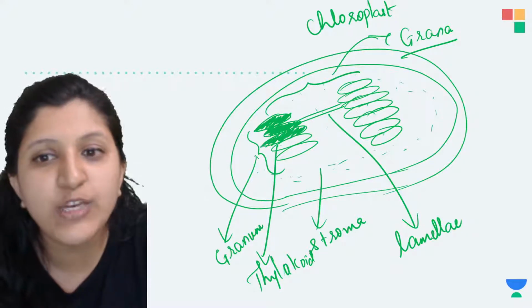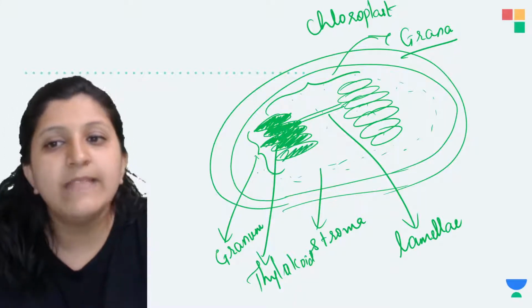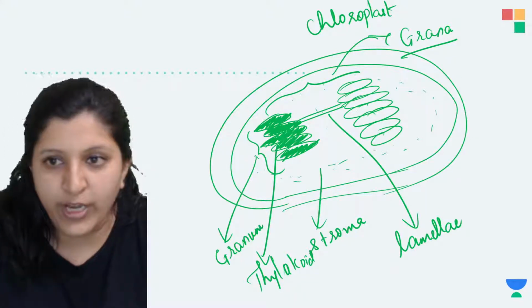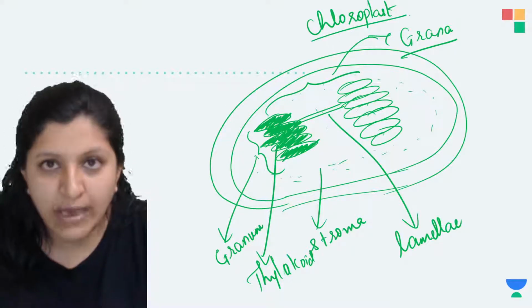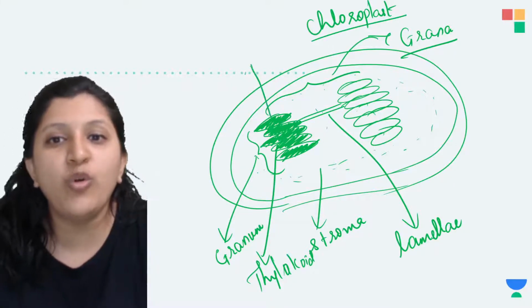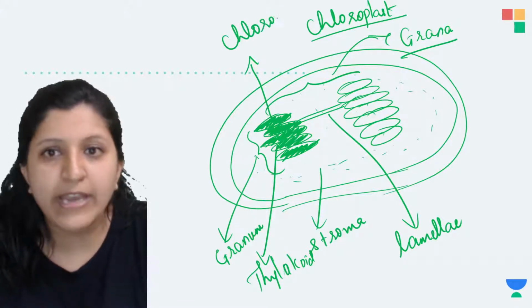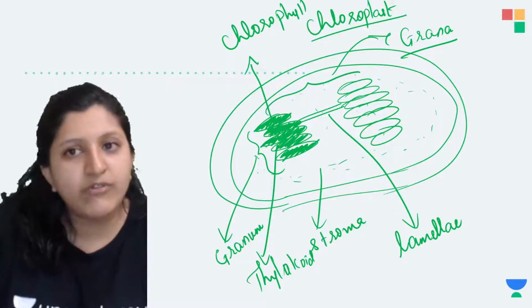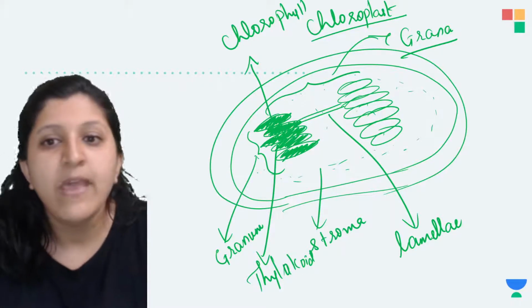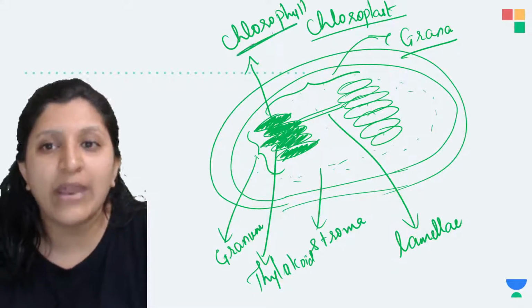So where exactly do you find chlorophyll in a plant cell? It is inside a thylakoid. So in the thylakoid, that is in the chloroplast, you find chlorophyll. So this whole structure I have drawn is a chloroplast, and this one is a thylakoid. In the thylakoid you can find chlorophyll.